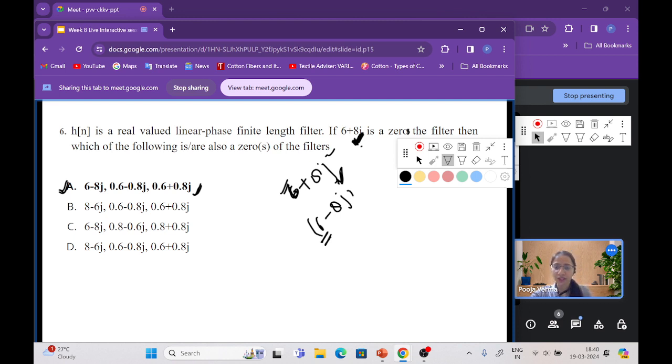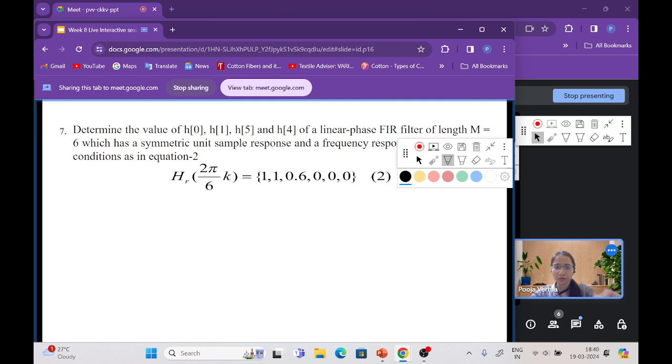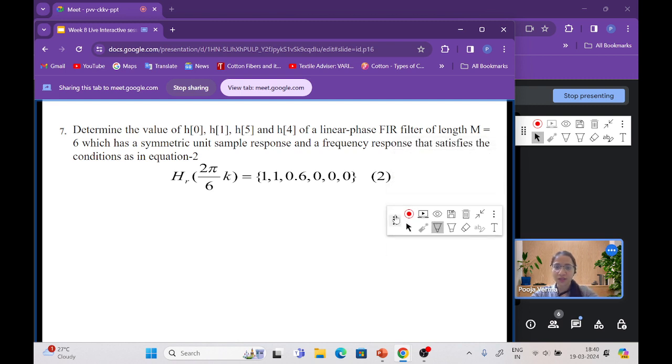Sorry. I think you have got that question. We can move to the next question. Okay. The next question is, determine the values of h of 0, h of 1, h of 5 and h of 4 of a linear phase FIR filter of length m equal to 6, which has symmetric unit sample response and a frequency response that satisfies the condition as in equation 2.